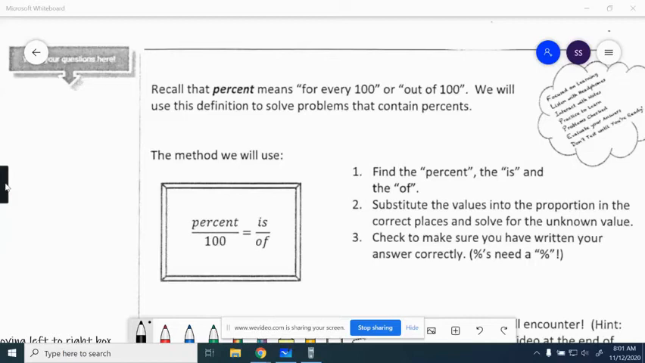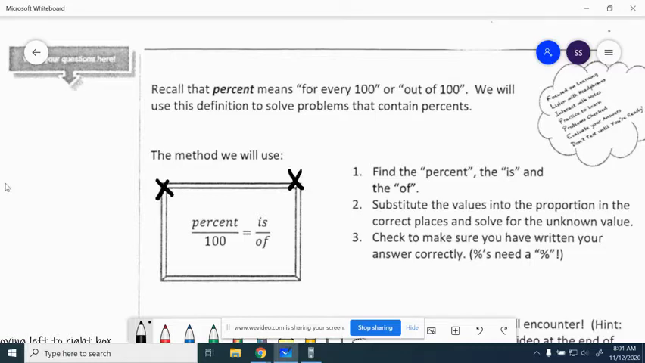We're looking at solving percent problems today. Recall that percent, if you remember your Latin stems, means for every 100 or out of 100. We're going to use this definition to solve problems that contain percents. All right, and the method that we're going to be using is this right here. We're going to use this every single time, okay?